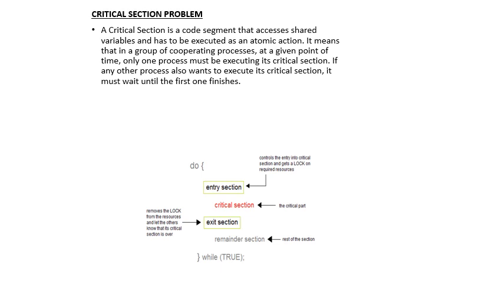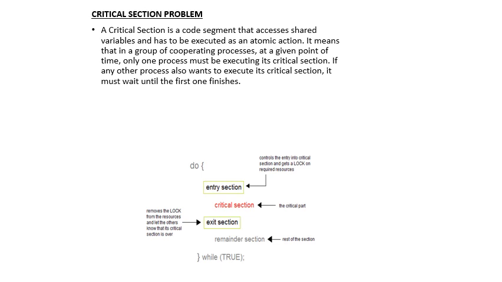It means that in a group of cooperating processes, at a given point of time, only one process will be executing its critical section. If any other process also wants to execute its critical section, it must wait until the first one finishes. So here you can see the diagram.